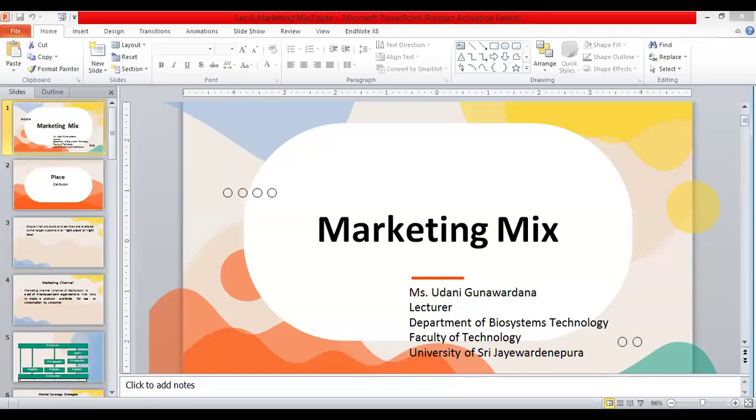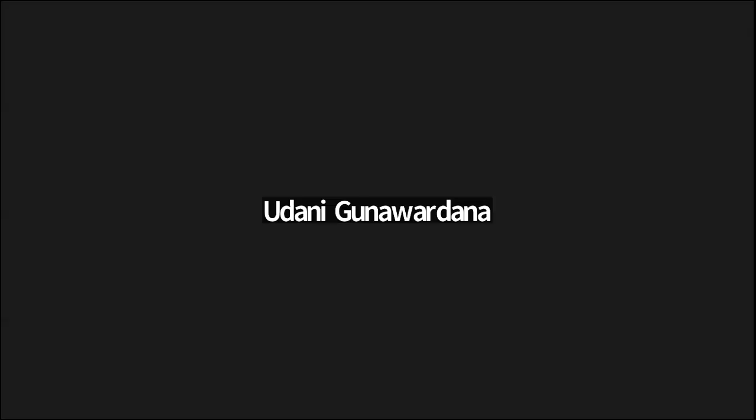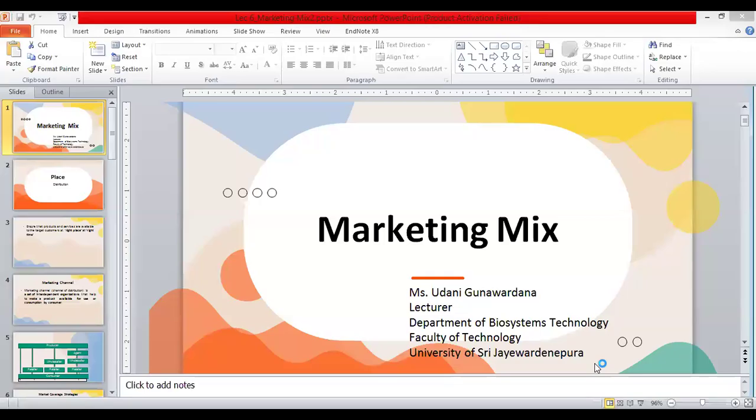The lecture. So we have done almost all of the marketing mix, right? We have discussed the product, price, and place. So we are done with three.